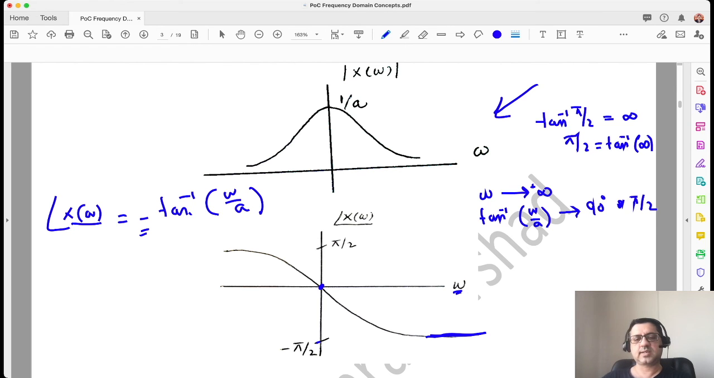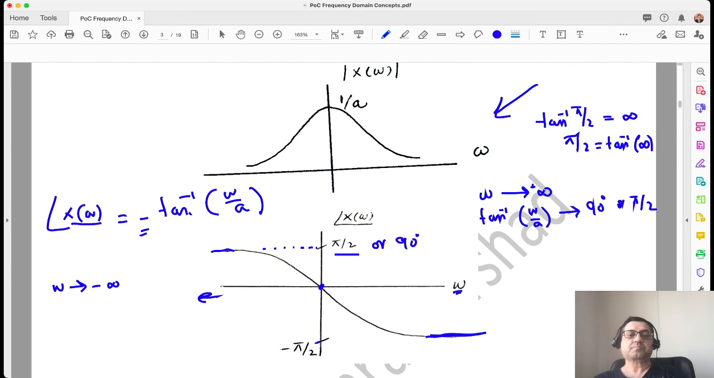It can never go beyond negative 90 degrees or negative pi by 2. And similarly, when omega is approaching this side, negative infinity, negative and negative gives positive, and tan inverse of infinity means pi by 2, so it will approach positive pi by 2 or 90 degrees. So this is your phase.